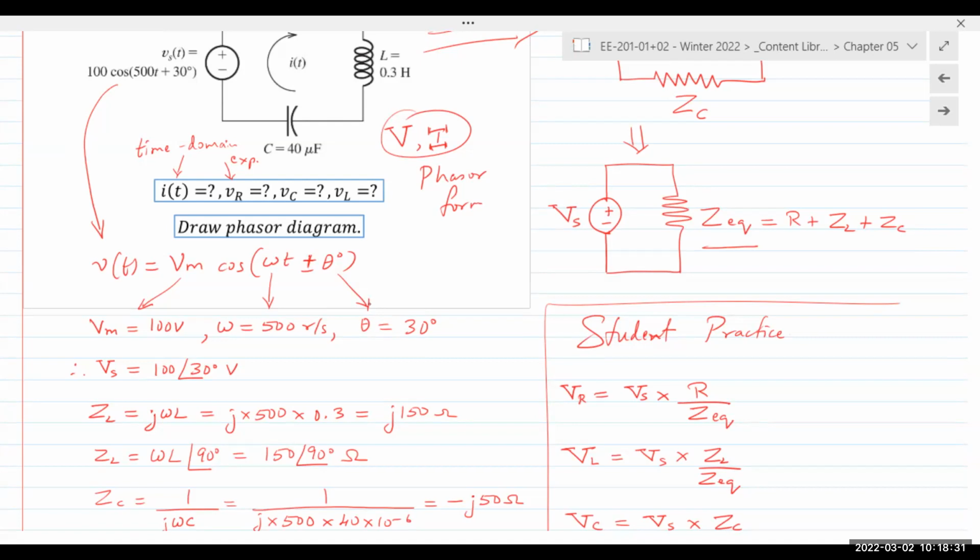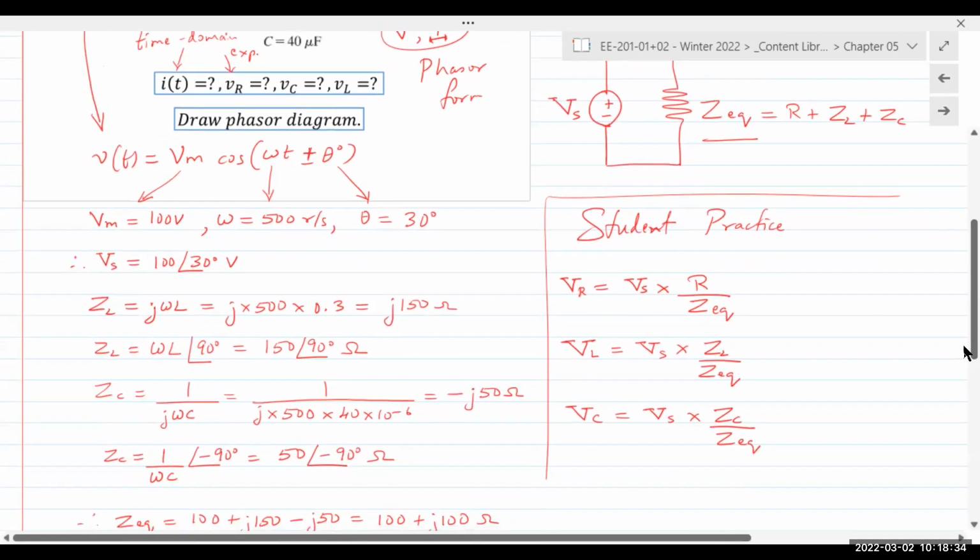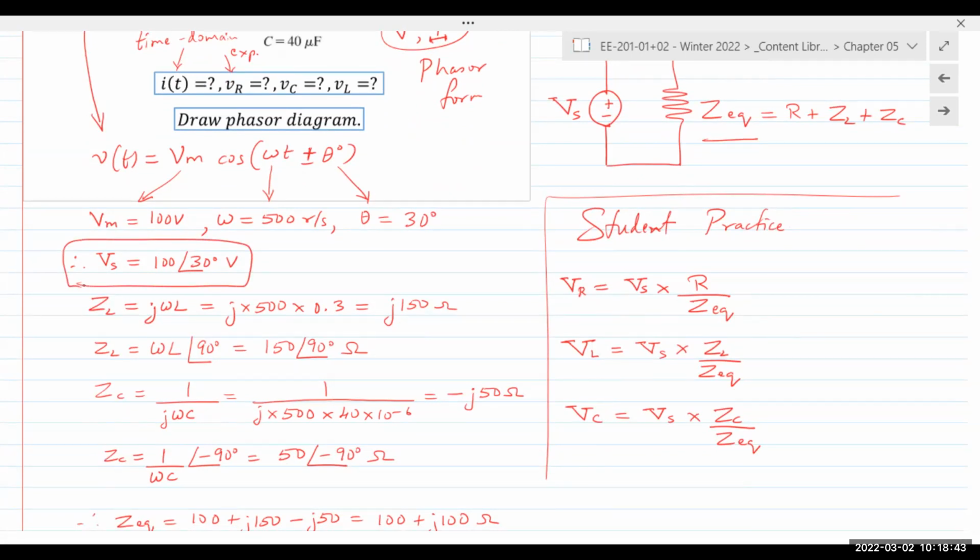So once I have the value for omega, Vm and theta, I can write the phasor for Vs. Phasor representation for Vs is the magnitude of 100, phase angle of 30 degrees. Do not forget your units, volts.